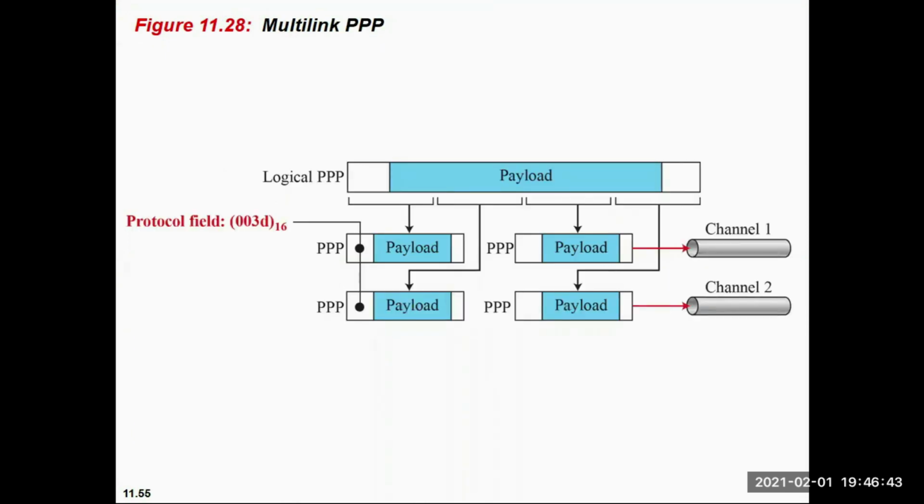Now we will see multilink PPP. A logical PPP will be there, and its payload is divided with the help of the protocol field for different channels. This payload is for channel 1 and this payload is for channel 2.